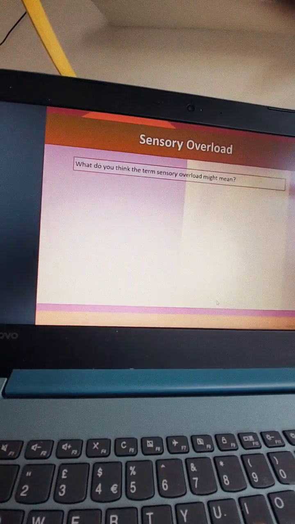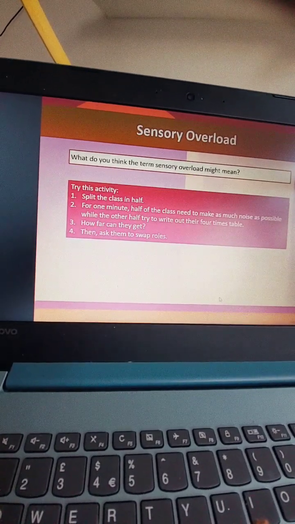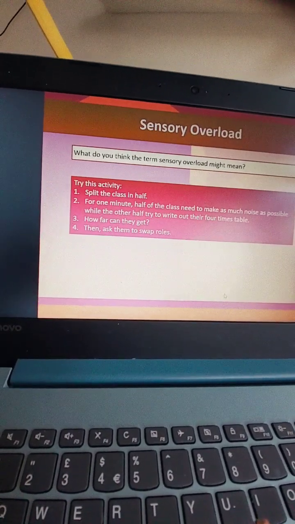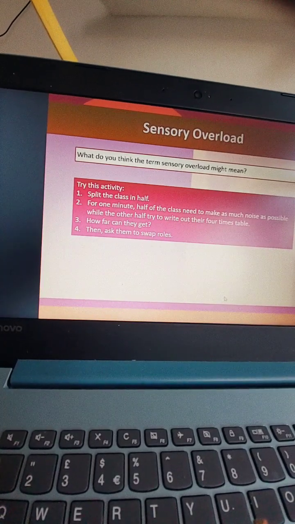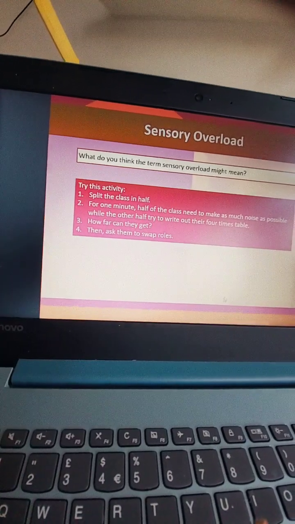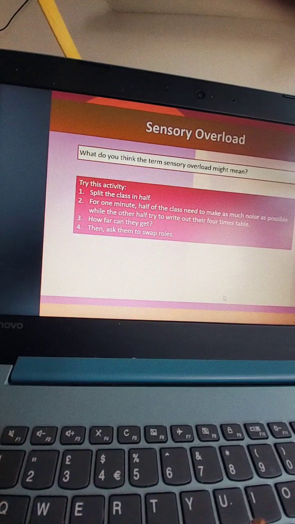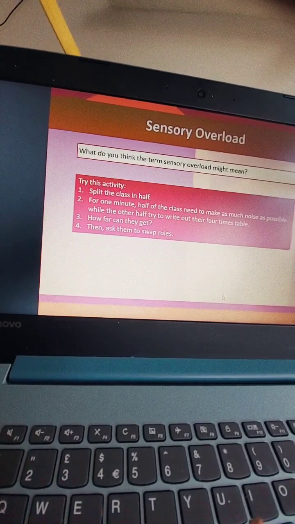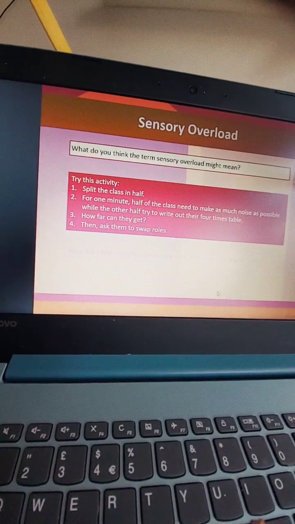Sensory overload. What do you think the term sensory overload might mean? Try this activity. Split the class in half. For 1 minute, half of the class need to make as much noise as possible, while the other half try to write out their 4 times table. How far can they get? Then ask them to swap roles. So is it easy to do the 4 times table when somebody is shouting so much?